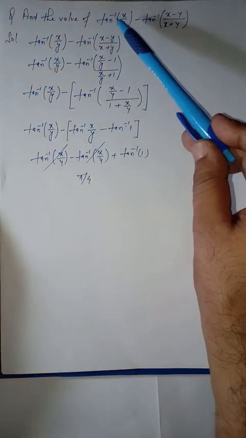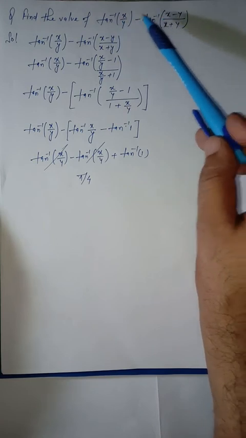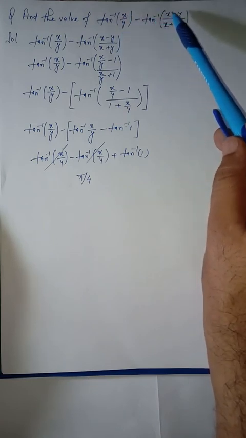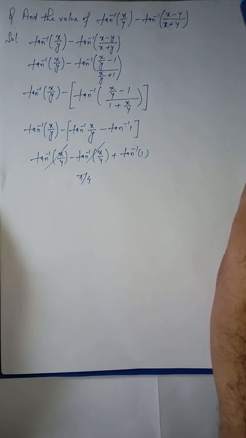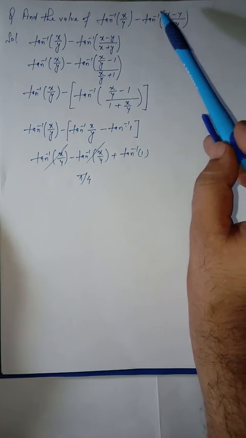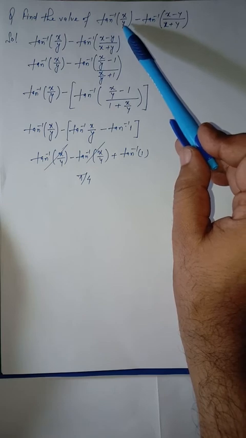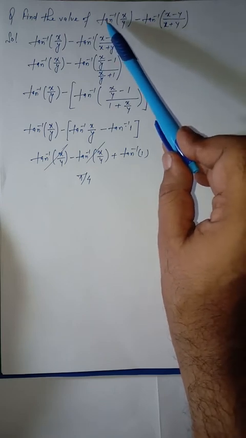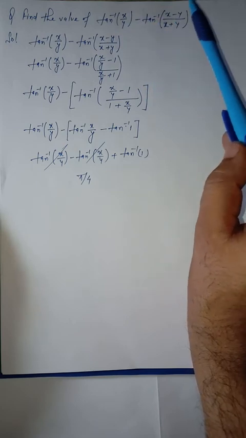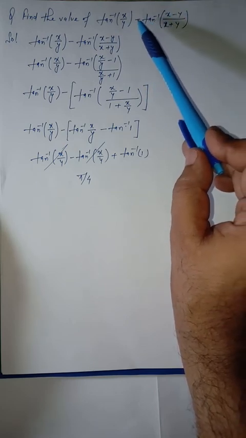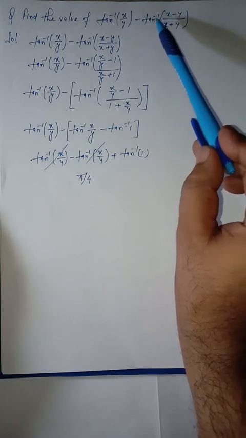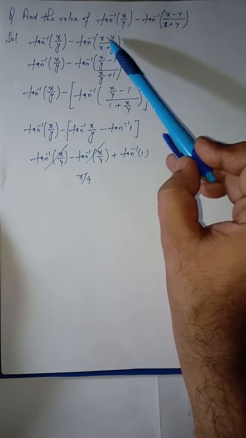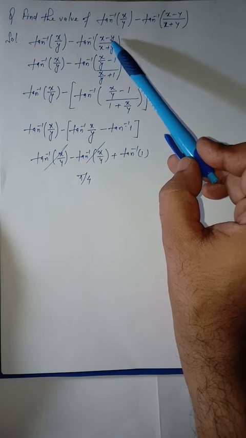Now see this formula, and you have to find the value of tan inverse x by y minus tan inverse of x minus y upon x plus y. There are two ways. One way is to assume this is a and this is b, so you can apply the formula of tan inverse a minus tan inverse b. But this will be very lengthy. Here it is x by y, so try to make it in the form of x by y.